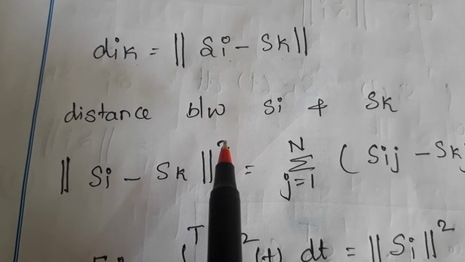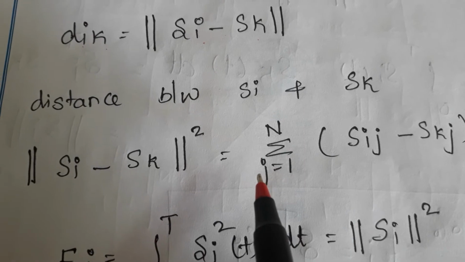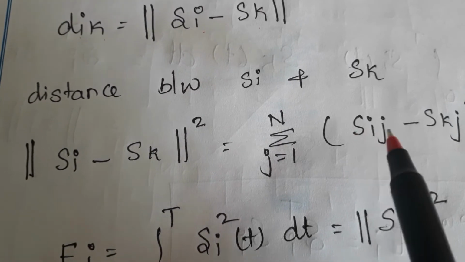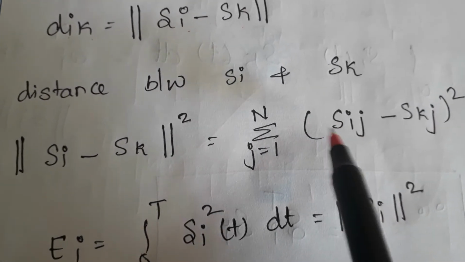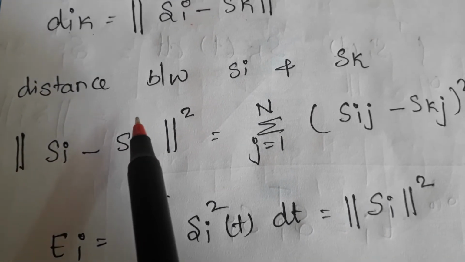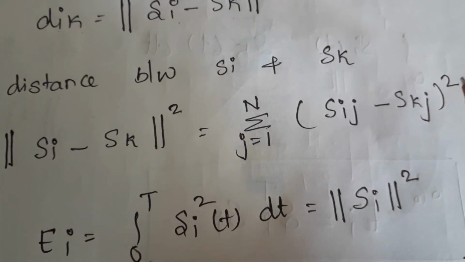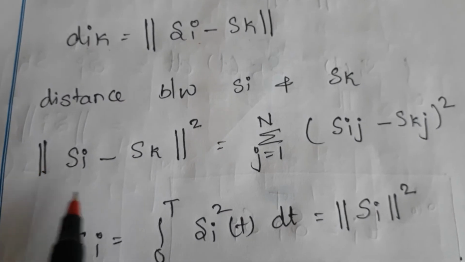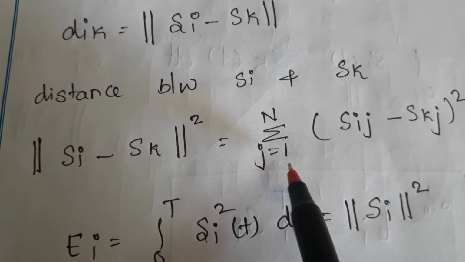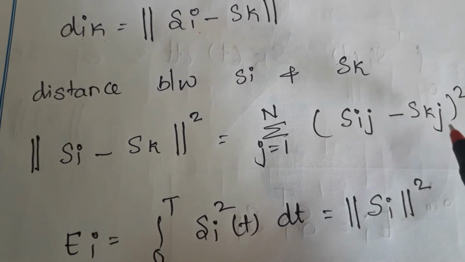What I am doing is determining the energy of that. When I say energy, can you observe the J here? Because I have got Si and Sk, I have to include the carrier. The carrier is given by J. So I am considering Sij minus Skj, followed by the whole square. Hope you can understand, I will repeat it. Si minus Sk double mod square is, carrier is J, sum from 1 to N of Sij minus Skj.